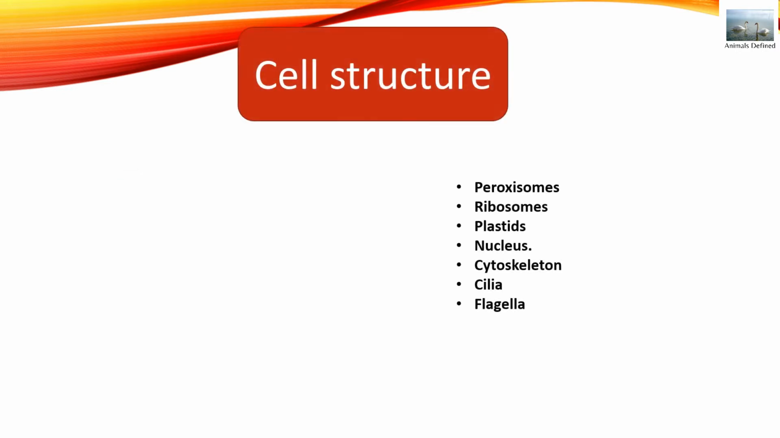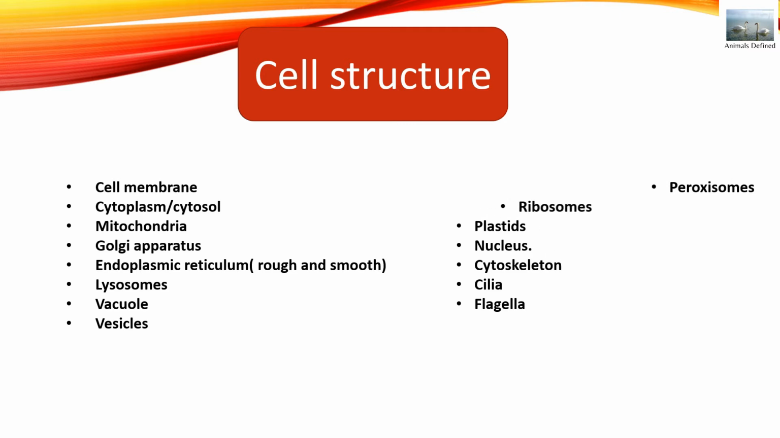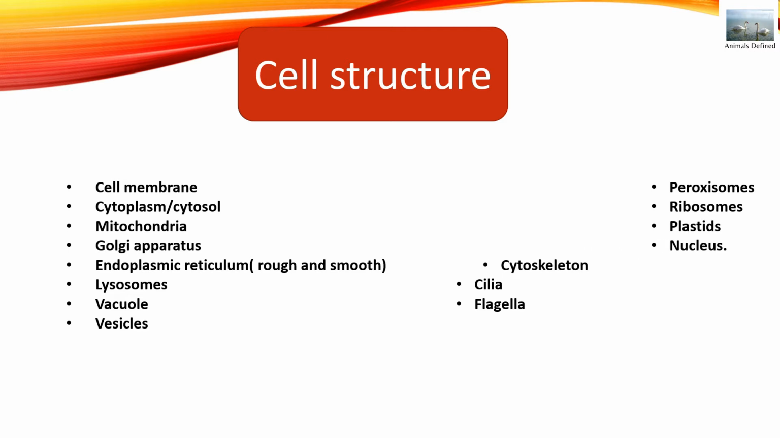Cell structure. Eukaryotic cells have these basic components: cell membrane, cytoplasm, mitochondria, Golgi apparatus, endoplasmic reticulum, rough and smooth, lysosomes, vacuole, vesicles, peroxisomes, ribosomes, plastids, nucleus, cytoskeleton, cilia, flagella. Let's discuss them one by one briefly.